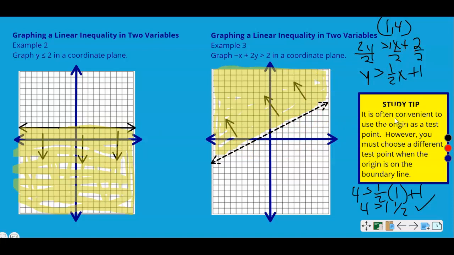All right, a study tip. It's often convenient to use the origin as a test point. However, you must choose a different test point when the origin is on the boundary line. Okay, so if you remember, I checked 0, 0 here. 0, 0 is below the line, but if it were on the boundary line, we still could not use it since this is a dotted line or a dashed line.